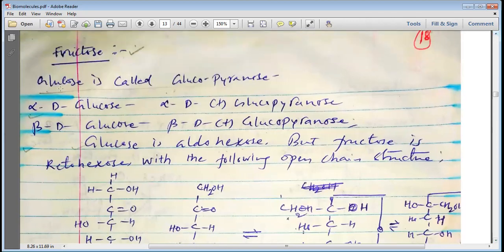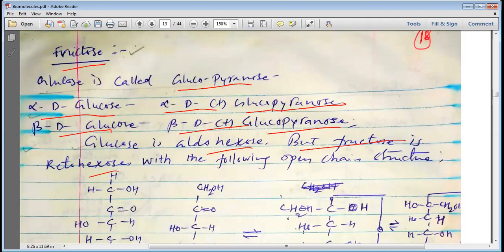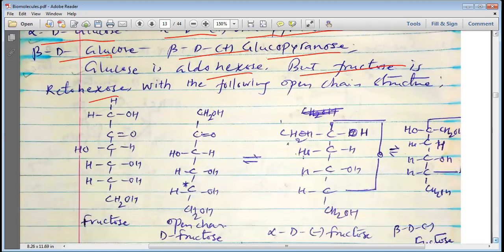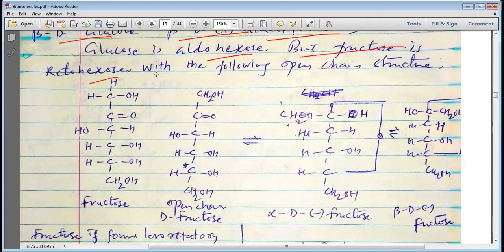Let's move forward and study fructose, which is another sugar that we get. Glucose is called glucopyranose because alpha D glucose is alpha D plus glucopyranose, and beta D glucose is also called beta D plus glucopyranose. Glucose is an aldohexose, but fructose is a ketohexose. So in fructose we have a ketone group present as the functional group, and fructose is a ketohexose with the following open chain structure.